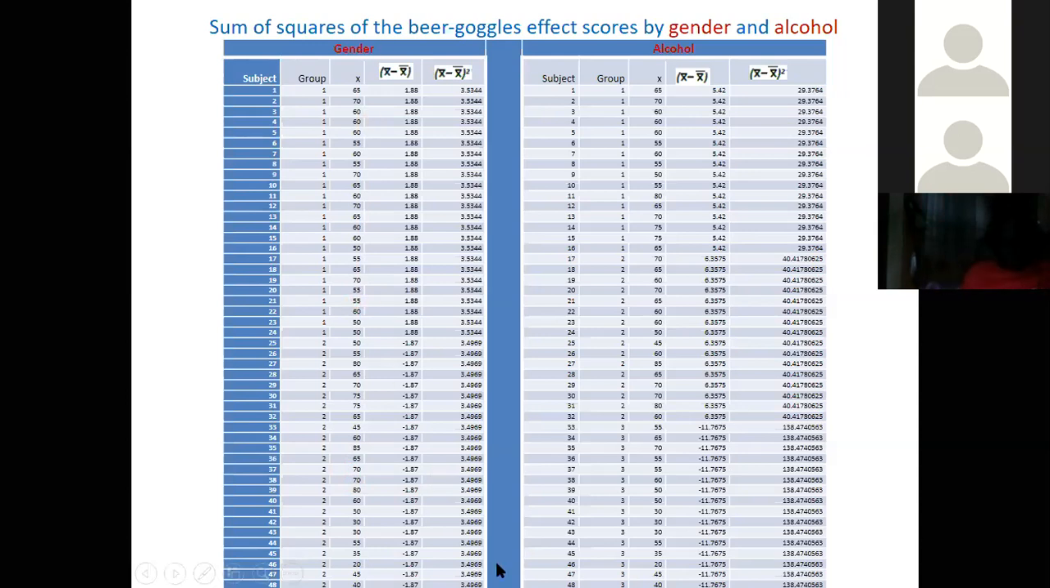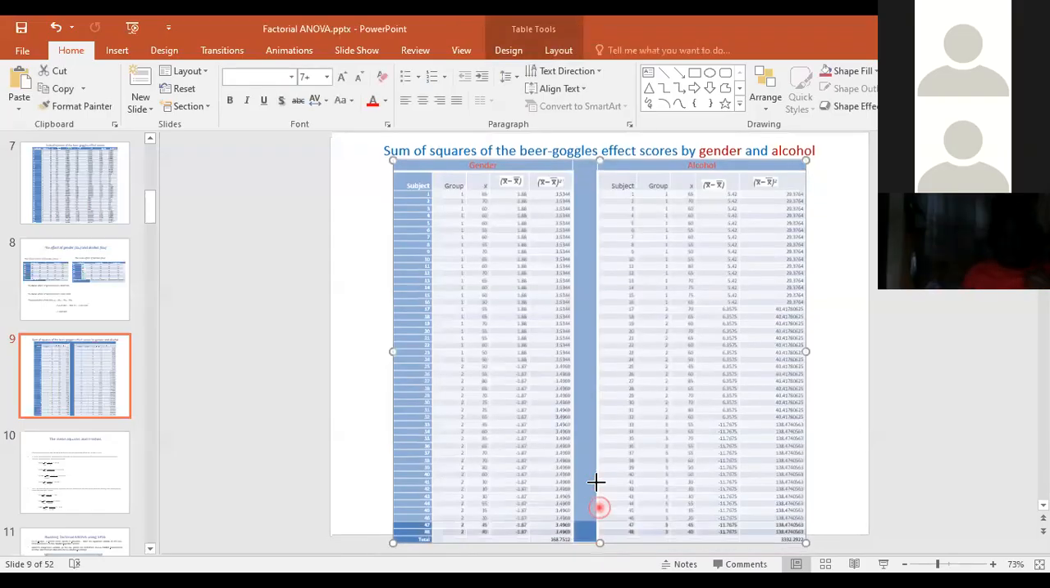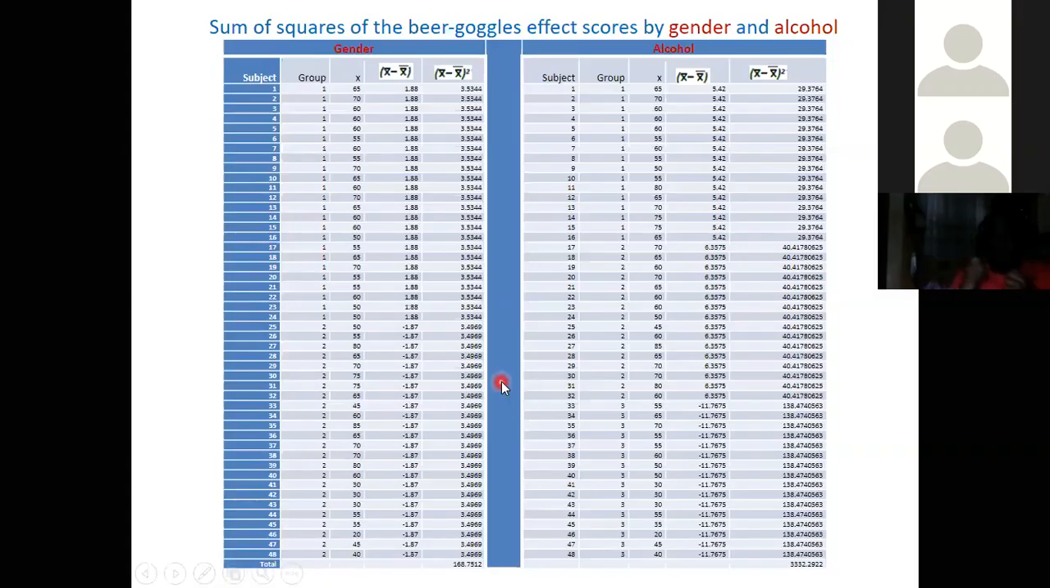It gives you it. I need to drag this thing up so that you can see. You see, when you do that, for the gender, the sum of square is 168.7512. For alcohol, when you do the same thing, you know there are 3 groups.